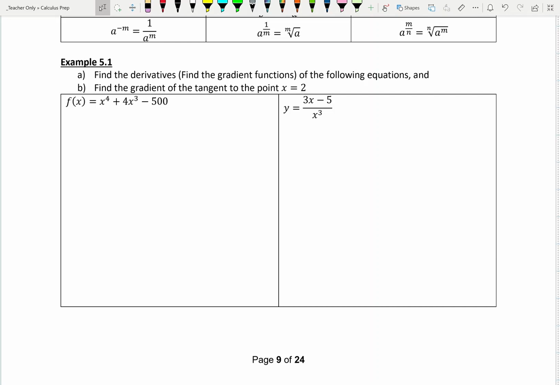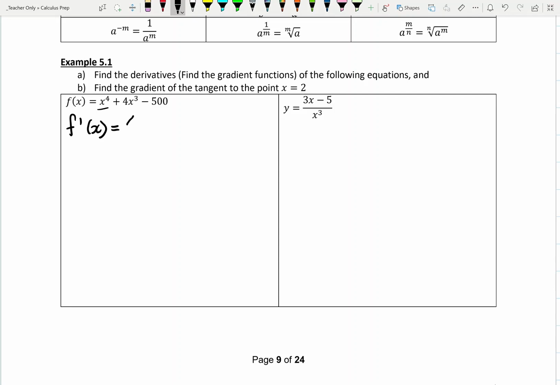Example 5.1 is asking us firstly to find the derivative, or find the gradient function, of the following equations and to find the gradient of the tangent at the point x equals 2. Now, there are no instructions to use first principles, so when there's no instructions to use first principles, don't use them.